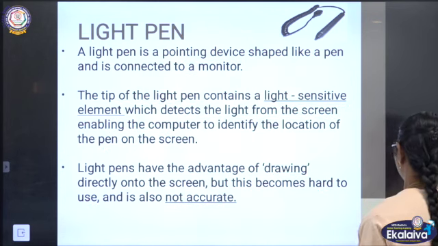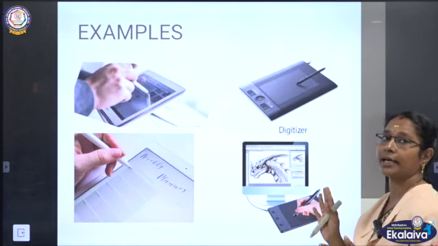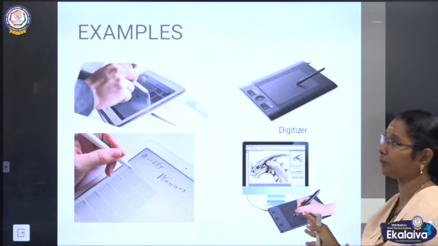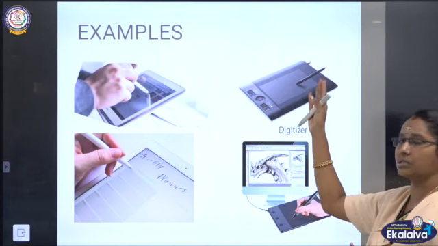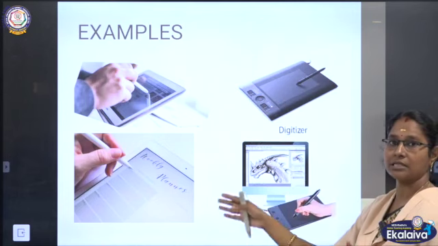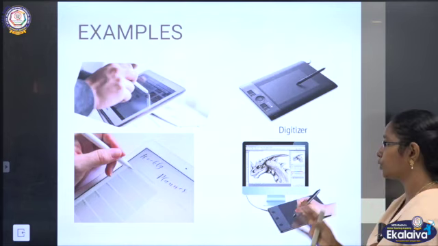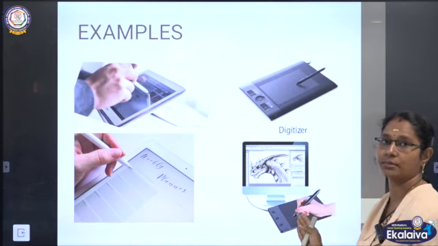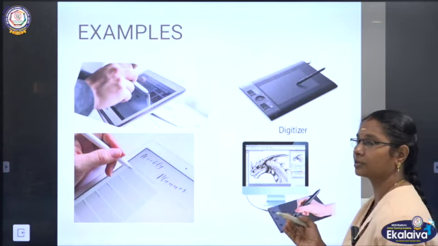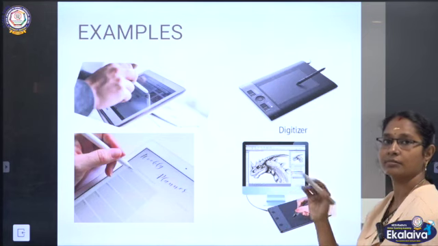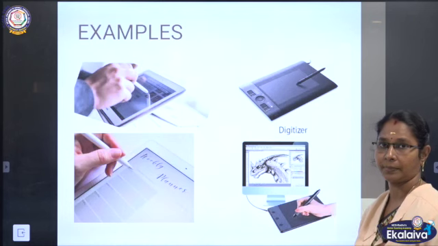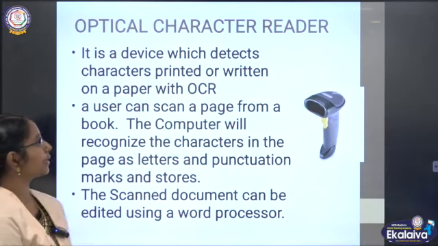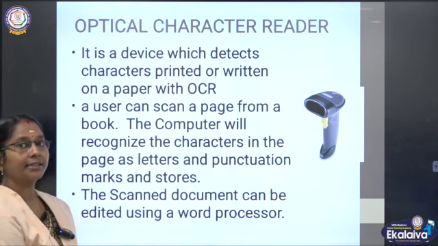These are examples of where we use the light pen: on tablets, mobile phones, PCs, etc. We use the light pen to draw some pictures, and for example, in real life, we do signatures using this light pen. Next, we are going to see about the optical character reader.